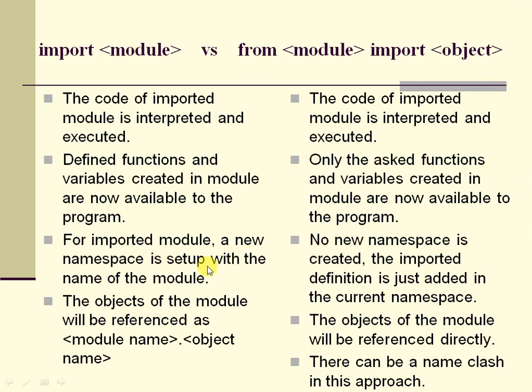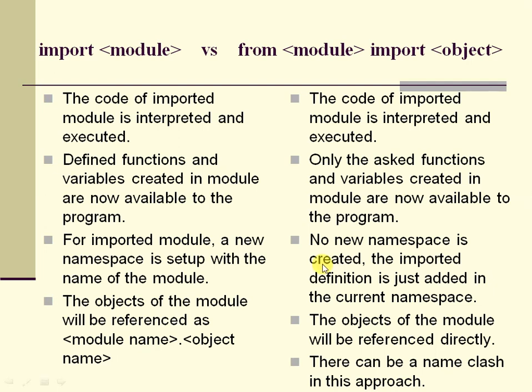Here you can see for the imported module a new namespace is set up, but here no new namespace is created. The imported definitions of those variables or functions are added to the current namespace. They become part of your current namespace, in which you are working, that is your main program. So as they have become part of your main program's namespace, you do not require any name to access them separately. You just call them by their name, they will be accessed because they have become your part.